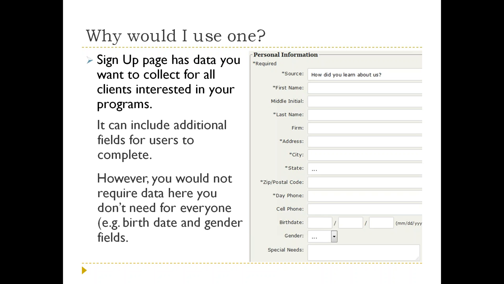Normally you would collect first and last name, address, city, state, and zip, maybe a day phone and stuff. Now, you would not normally on this page require data that you don't need for everyone. Generally, we require first and last name and some kind of an address and some kind of a phone and an email address for everybody that signs up via the web. But we don't need necessarily a cell phone or a birth date or gender or even a firm from all of our users, so those are optional fields here. They can fill out the required ones, move on, create the name record, and go and do whatever they need.